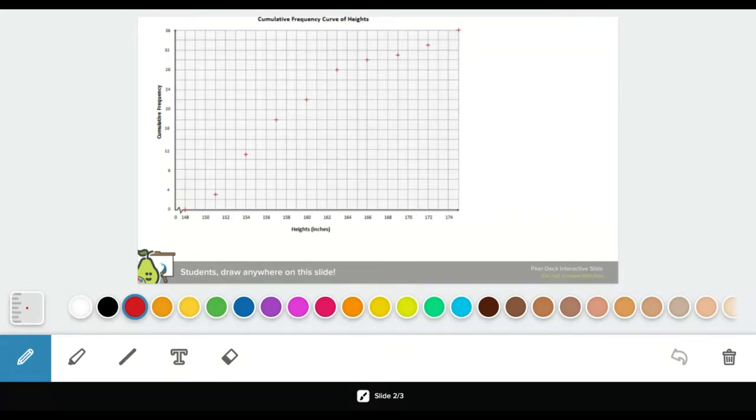Now, remember those little points I was making in the table on Google Sheets? It's like 151 and stuff like that. Well, this is what that is. We have all of those points plotted here. So we can just start by connecting them. I start at 148 because that's the lowest value, and then I'll go all the way up here. It doesn't have to be perfect, as best as you possibly can. There. Now we have our cumulative frequency graph.